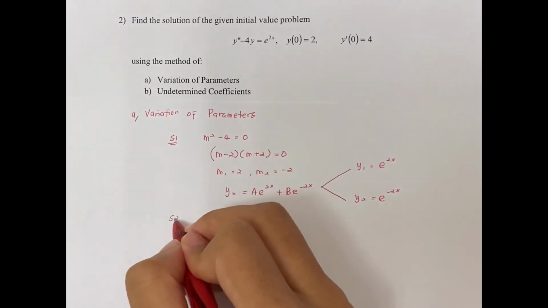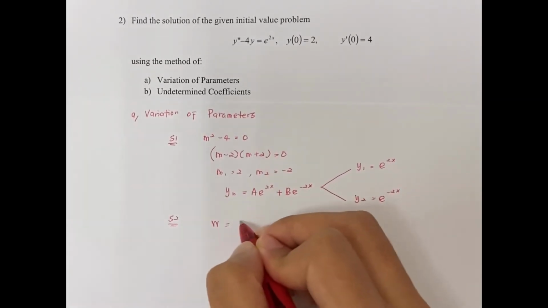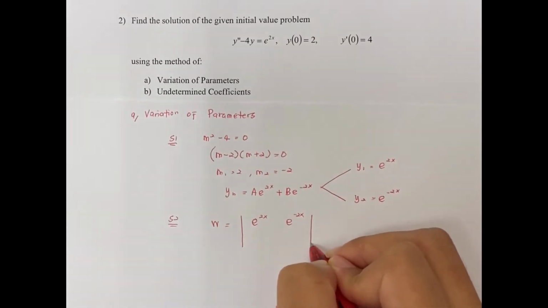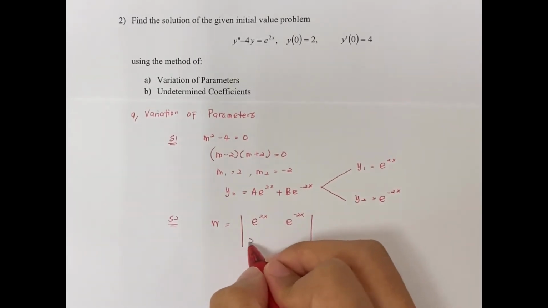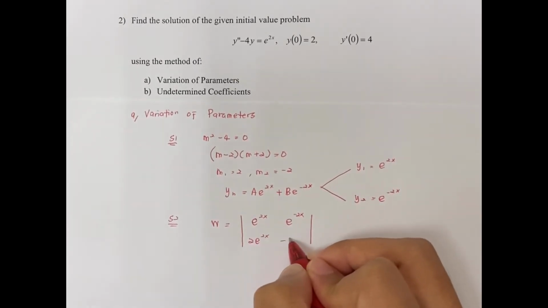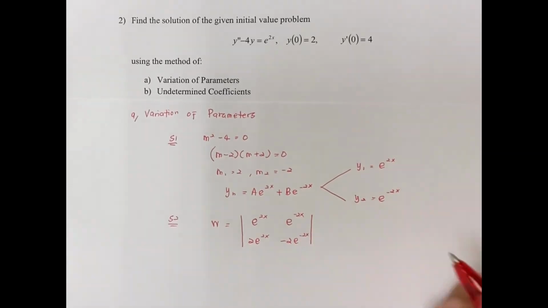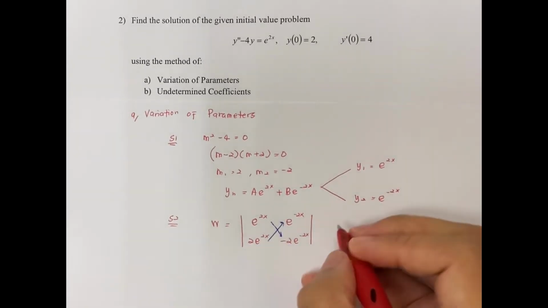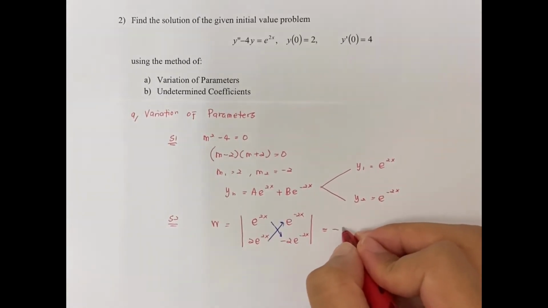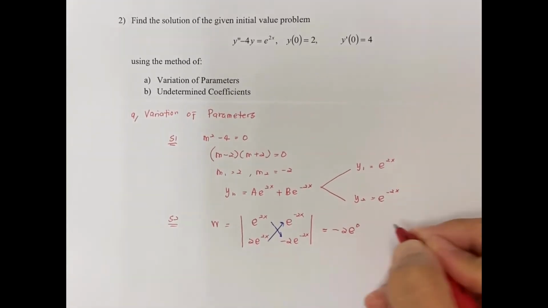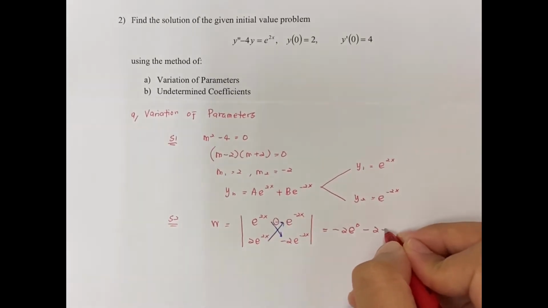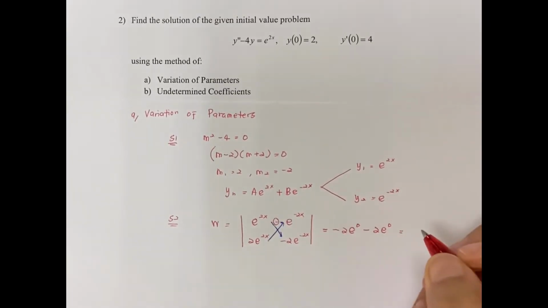Moving to second steps, the Wronskian's value is equal to exponent 2x, exponent negative 2x, and find its derivative. Okay, so 2 exponent 2x, negative 2 exponent negative 2x. Then the Wronskian's value is equal to negative 2 exponent 0 minus 2 exponent 0. Exponent 0 is equal to 1, so negative 2, you have minus 4.